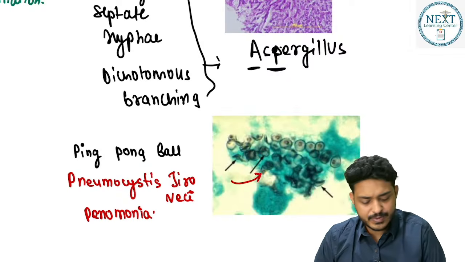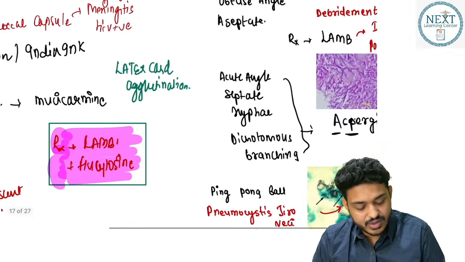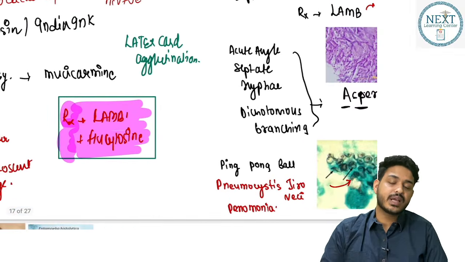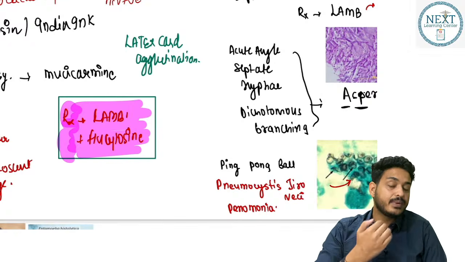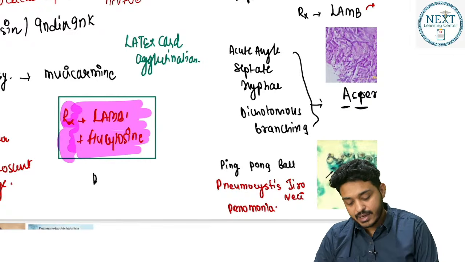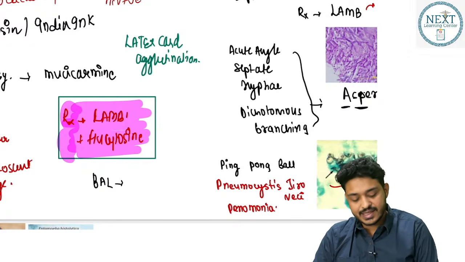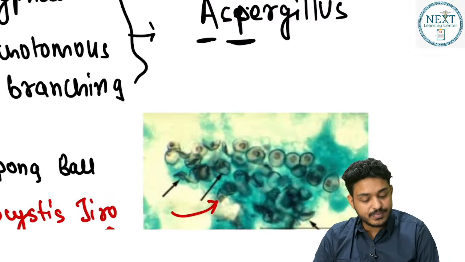What other things you will be finding here? Multiple things you can find. It is an important entity, right? This person will be coming to you with the symptoms of pneumonia. When you will take out the sample, which sample? Bronchoalveolar lavage you are going to take out. In BAL, you are going to put the stain. The stain is going to be your Gomori methenamine silver stain, right? When you will put this silver stain, you are going to get this black color appearance.